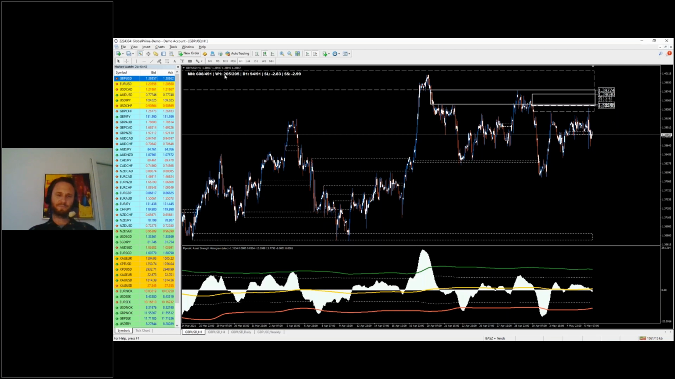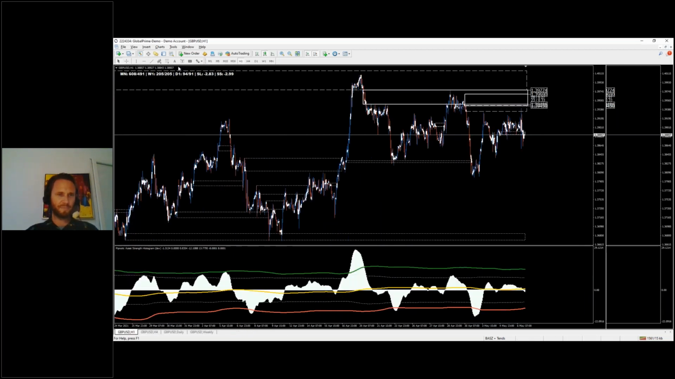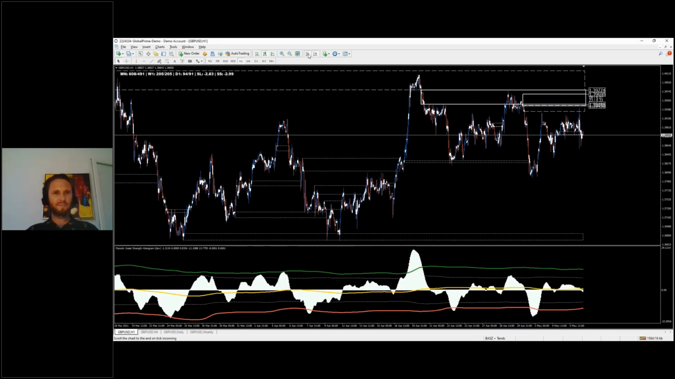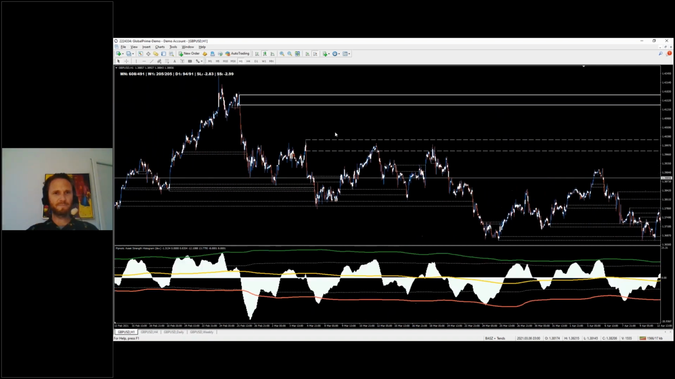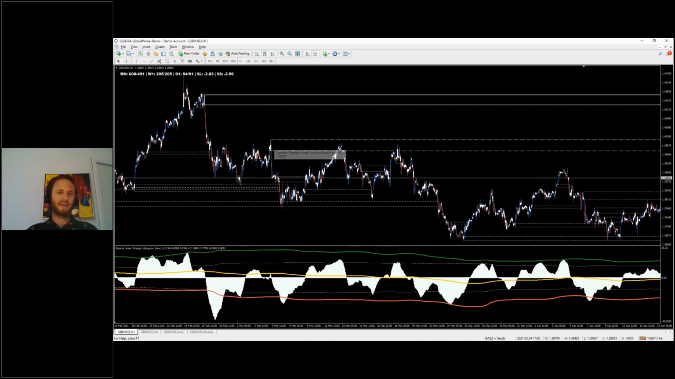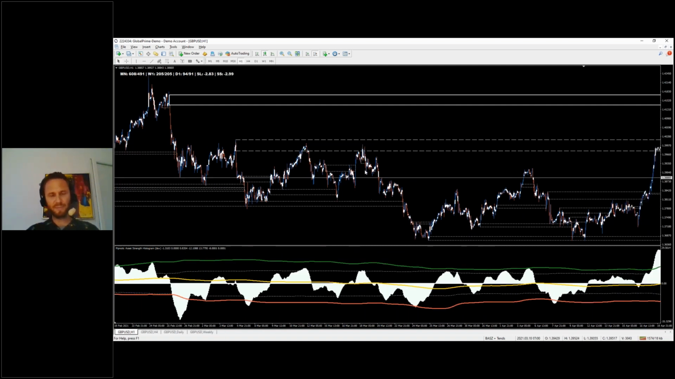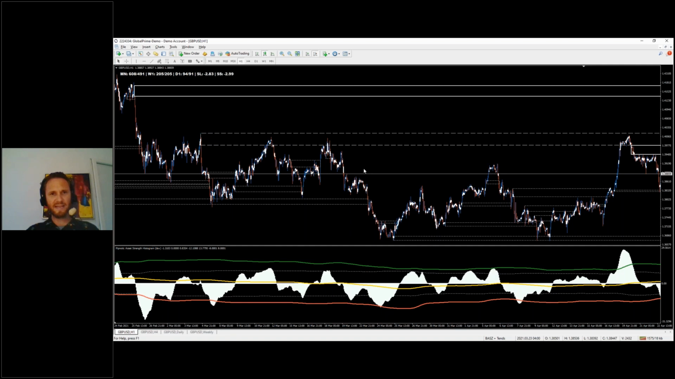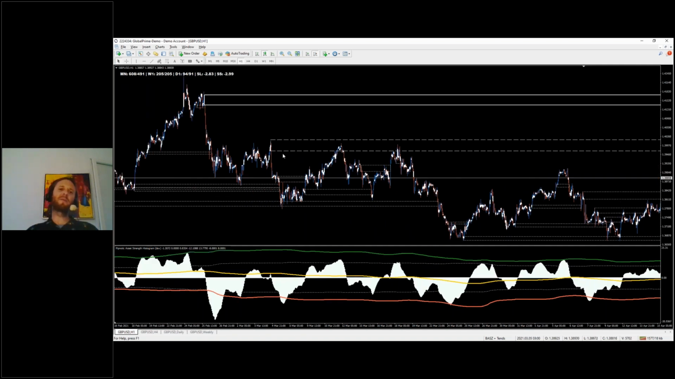If we look, this is a really good example. Look at this one here. We had this one here and price left. Then we had this one here. Price went up to this level and it left. And it came up again and it left. Okay, so what's happening here? Well, this means that we are up here.